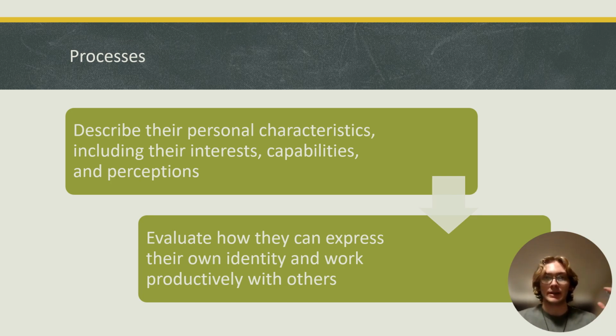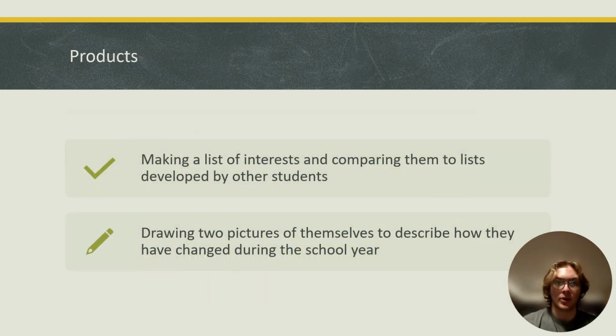Both important aspects. The products that my students will be able to take from this lesson, they're second graders, so I think making a list of interests and comparing them to lists developed by other students is a good way to get them thinking about this, but also it's not so complex that it might be out of their abilities. And finally, drawing 2 pictures of themselves to describe how they have changed during the school year.